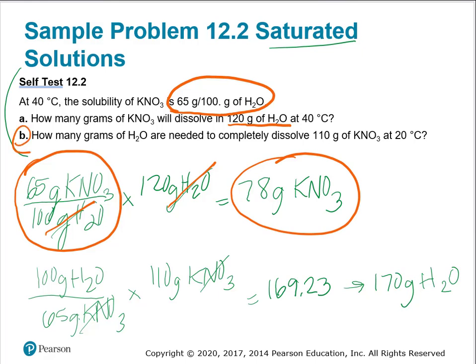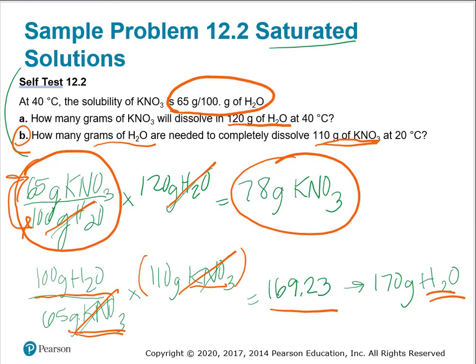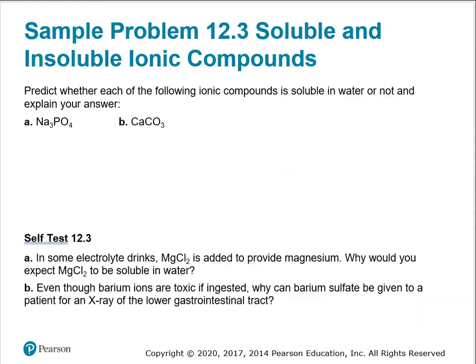For part B, we want to know how many grams of water are necessary to dissolve 110 grams of KNO3. So I was thinking, well, if I'm going to multiply 110 grams of KNO3, I need grams of KNO3 on the bottom. So I just flip-flopped this conversion factor. I said 100 grams of water on top per 65 grams of potassium nitrate, and those would cancel out, leaving me with grams of water. And I got 169.23, but we only have two significant figures, so I rounded to 170 grams of water.